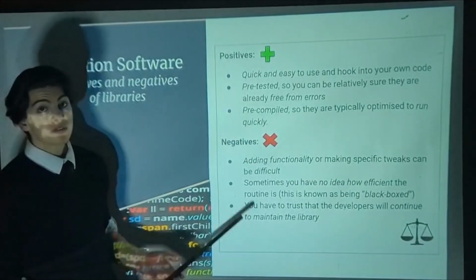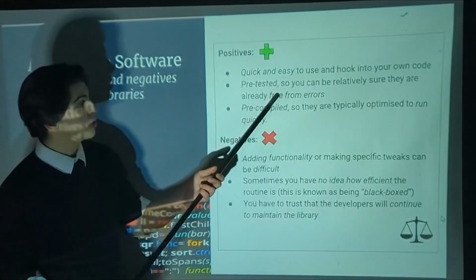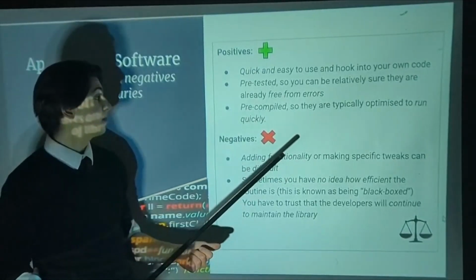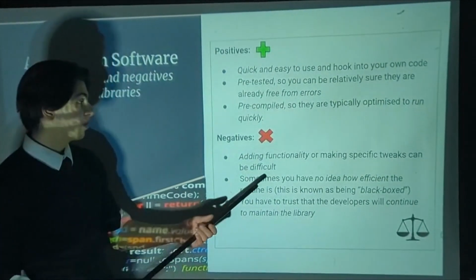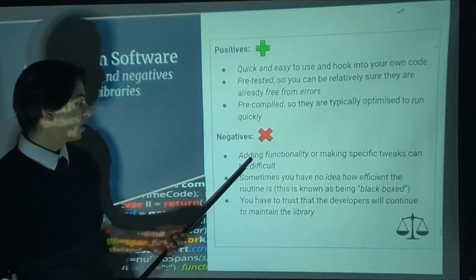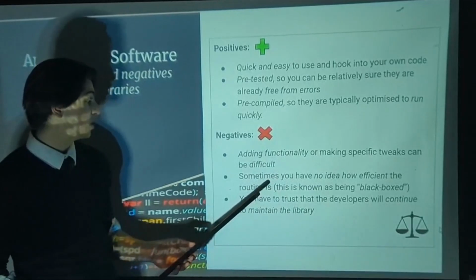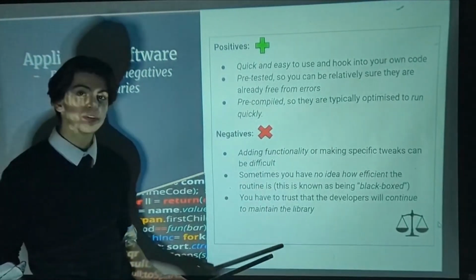They come with many positives and negatives. An example of positives is that they are quick and easy to hook into your own code, they are pre-tested, and they are pre-compiled. However, negatives include adding functionality or making specific tweaks can be difficult, and sometimes one has no idea how efficient the routine is. As well as this, you have to trust that the developers will continue to maintain the library.